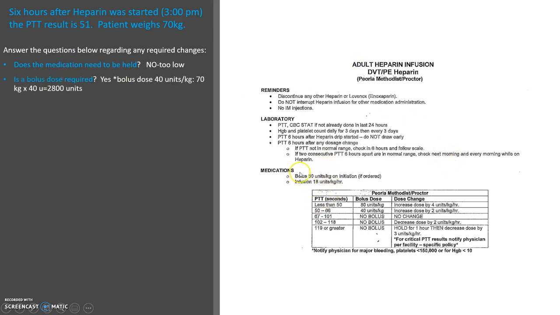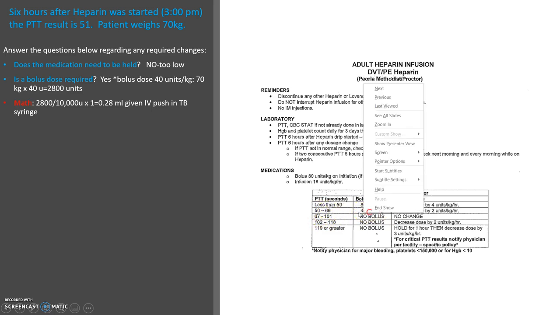So right here, our PTT is 51. So we're going to follow our orders here. And so there's a few things that you need to do once you figure out that. You look for that range, that sliding range falls in here. Obviously it's a little bit low. Our desire for no changes is between 67 and 101. So we're a little bit low. So we have to do a couple things.